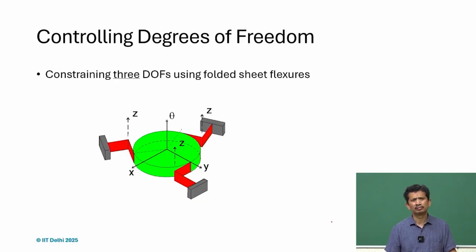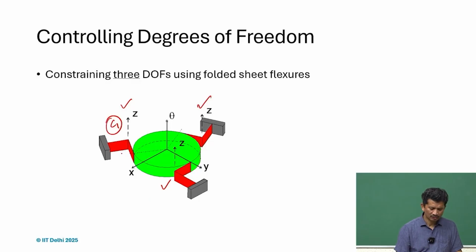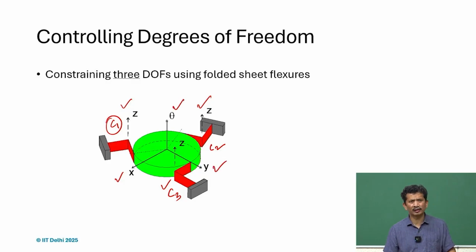What we also realize is that the three constraints we can also implement just by using folded sheet flexures C1, C2 and C3, and we get the same motion x, y and the rotation along z axis, which is theta. So, again it gives a planar motion, and in many cases, suppose you want to move a body only in a plane with a limited range of motion, I think this is a very good example.